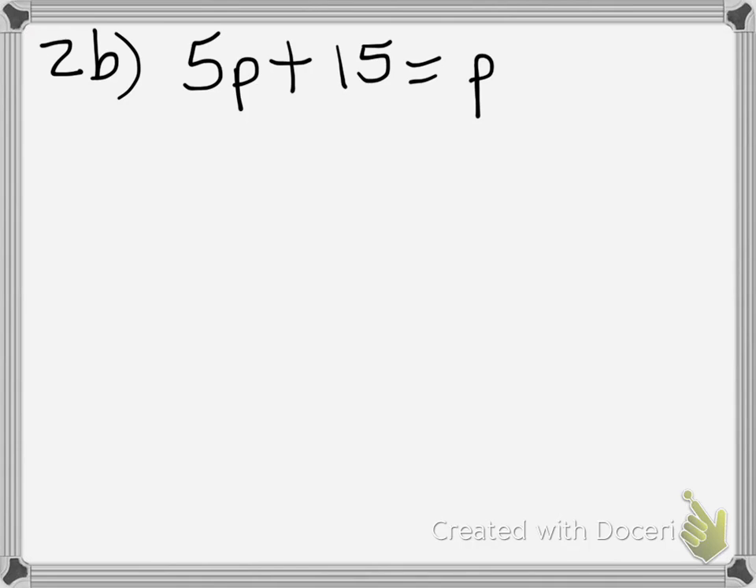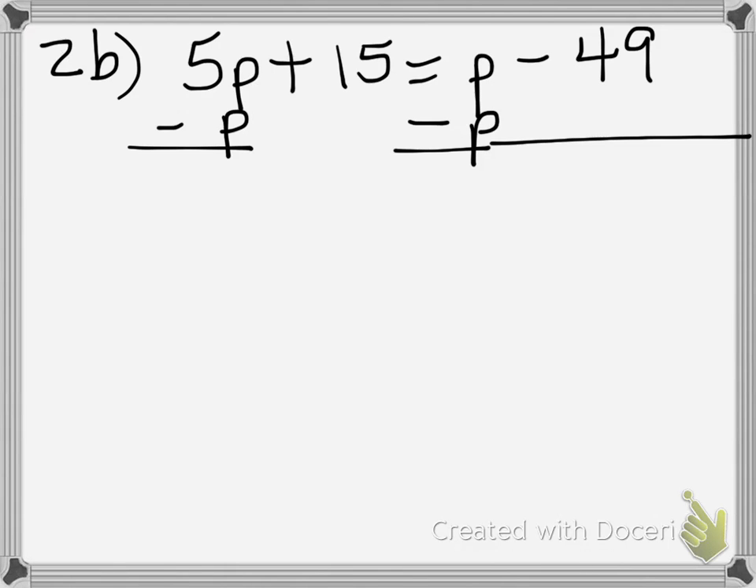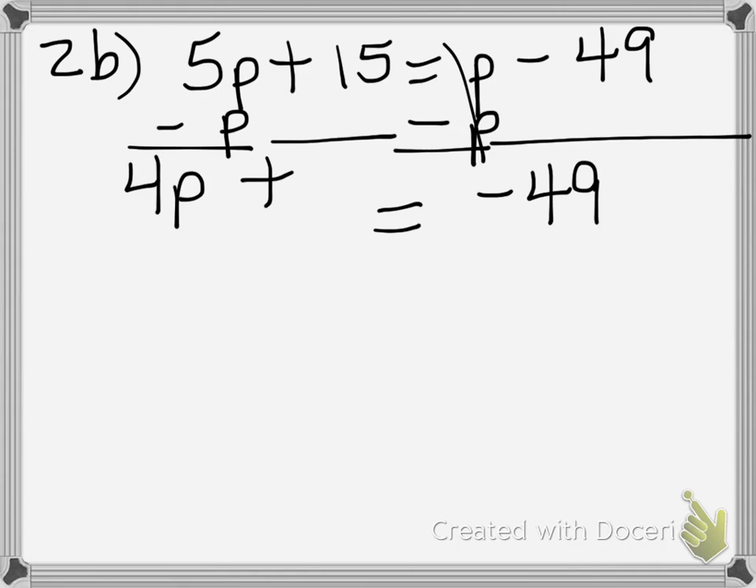All right, 2B. 5p plus 15 equals p minus 49. Let's subtract the variables to get them all on the left side. When I do that, that cancels on the right and gives me negative 49. Don't forget to bring down that additive inverse of negative 49. 5p minus p is 4p plus 15.